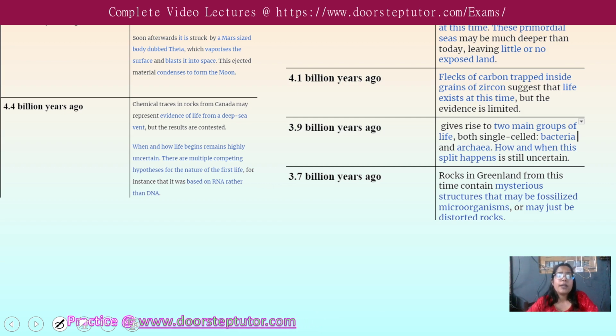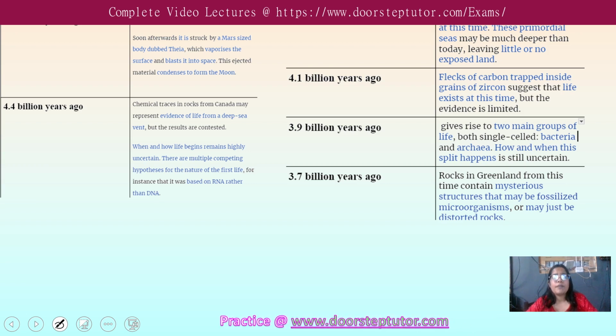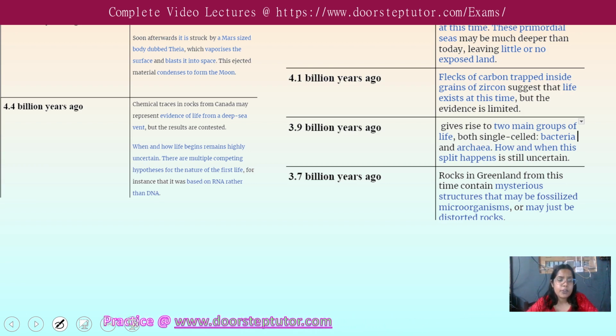So 4.5 billion years ago, the earth forms, and then afterwards that particular mass size body, the Theia, something in the form of a cell or a singular balloon type structure, blasted, and then it resulted in condensation. Then 4.5 to 4.4, there were chemical traces of life from the deep sea vent, the hydrothermal vent, because the temperature was very hot. And 4.2 billion years ago.